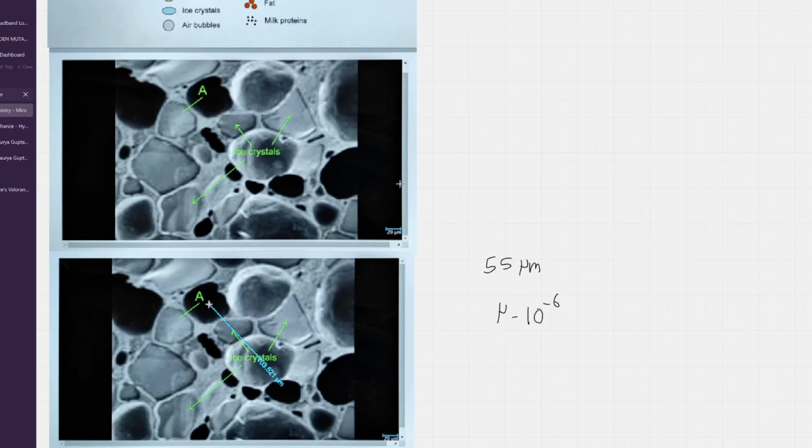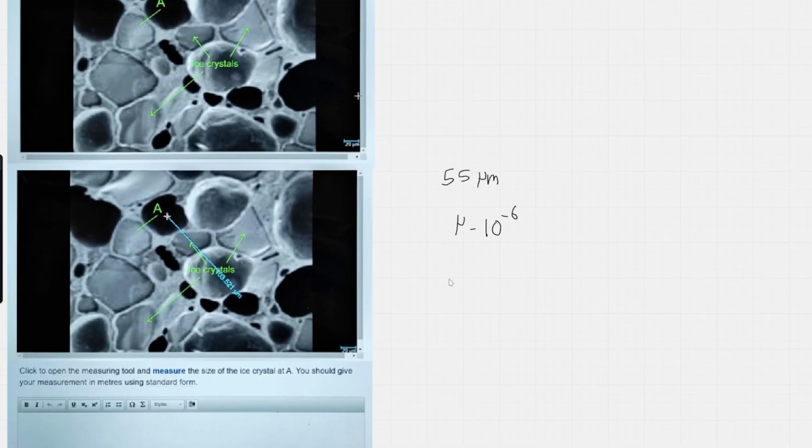So you would have to write 55 into 10 to the power negative 6, which can be written as 5.5 into 10 to the power negative 5. And this would be your final answer.